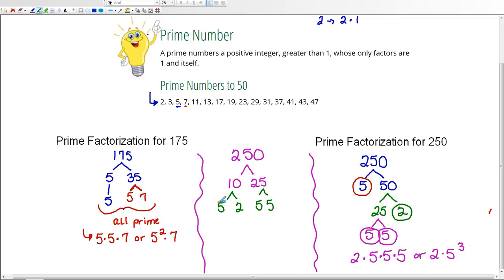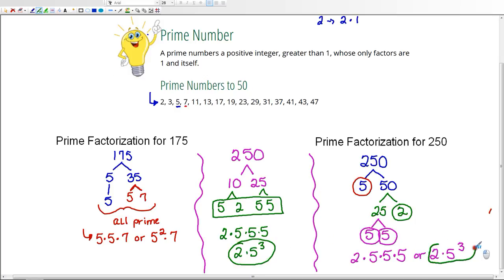And now I need to check and see, well, 5 is prime, 2 is prime, and we know that 5 is prime. So here I've come to a point where I have all prime numbers and I can stop. So my prime factorization is 2 times 5 cubed. But notice that even though I did it a different way, I still came up with the same answer at the end. And that's true for any number. There are many different ways to find the prime factorization, and you'll still end up with the correct answer.